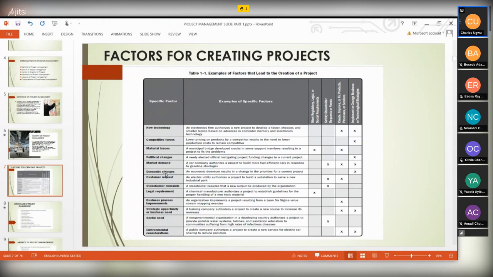Another one is economic change. This economic change triggers more projects. Like now, economically, you've seen digital currencies everywhere. It's part of the economic change, and these are some of the things that are triggering more projects. Customers' request. These days, customers' demand is becoming too much.